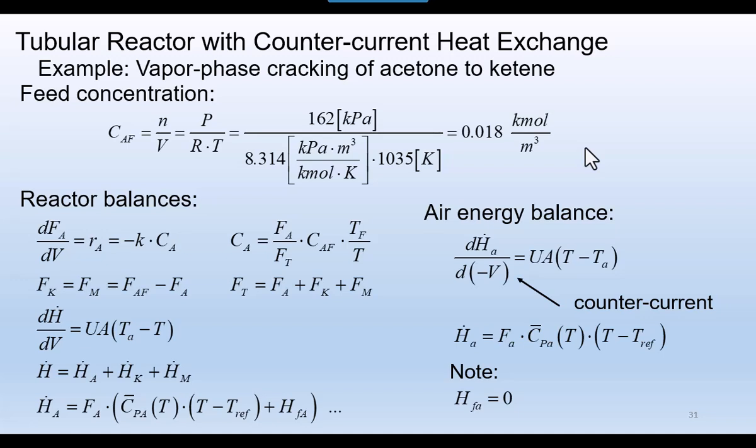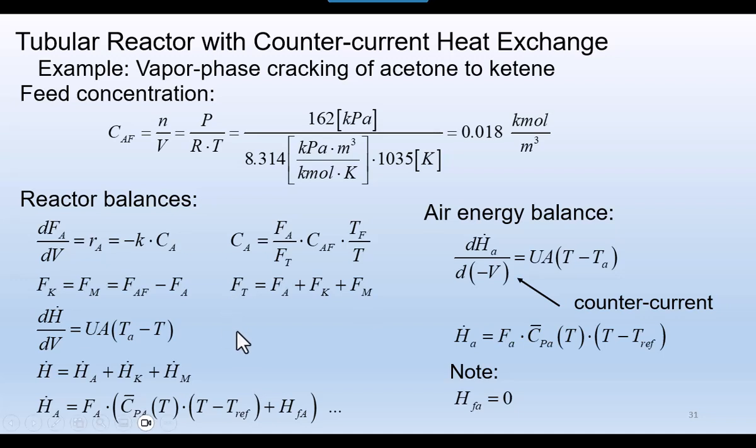Then carrying out material balances, we've got our disappearance of our flow of acetone with respect to volume given by the disappearance rate. And then this allows us to calculate the concentration of acetone for that expression, at any temperature based on our value that we have up here for the feed temperature. And then for the flows of ketene and methane, those can be achieved simply by applying reaction stoichiometry, and then the total flow by summing the flows of the three constituents.